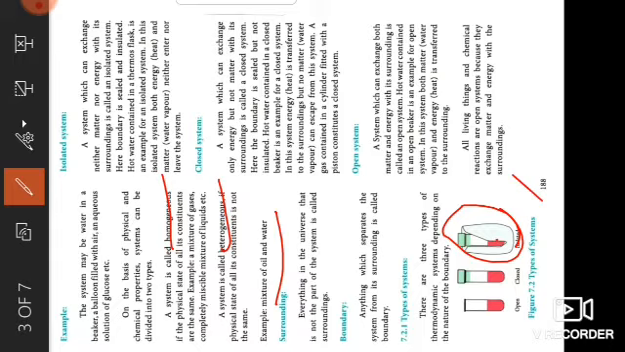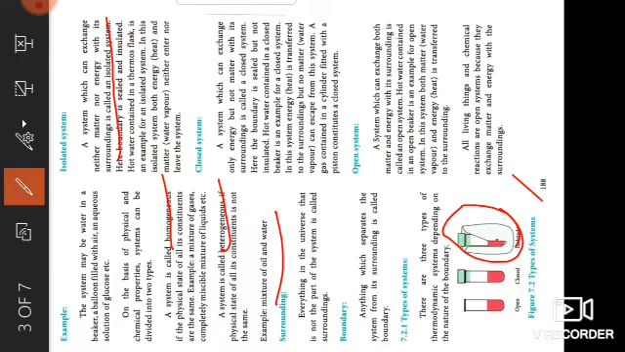So the heat from this will neither go out to the surroundings nor come in. So that is called the isolated system. That is, neither matter nor energy is exchanged with the surroundings, that is called the isolated system. What is meant by isolated system? Neither matter nor energy is exchanged with the surroundings.